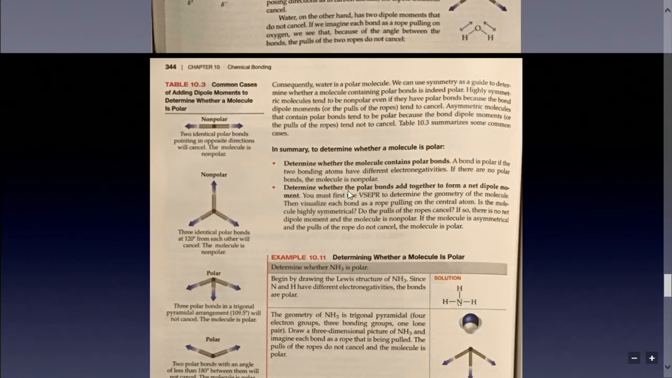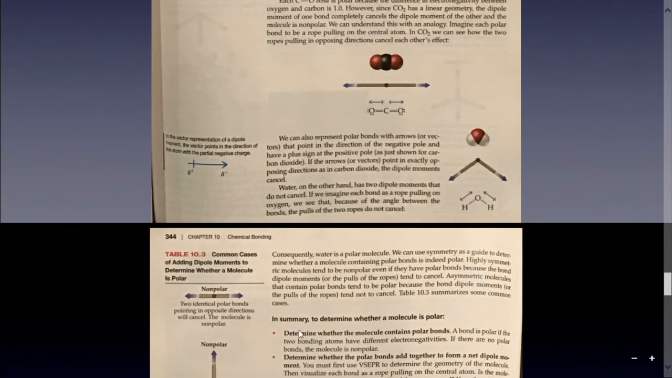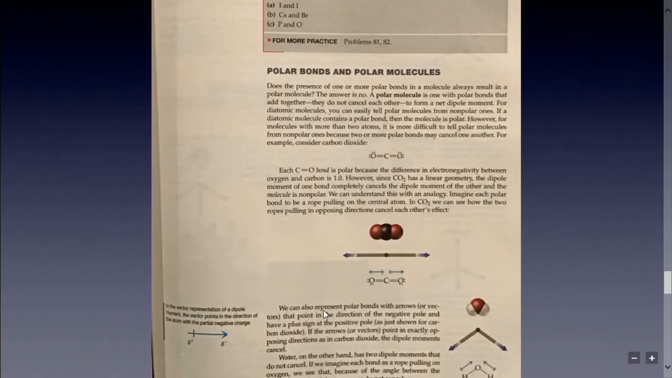And then you need to determine whether the polar bonds add together to form a net dipole moment. That was the summary, but let's go back and look at some examples. If we look at CO2, for example, each carbon double bonded to oxygen is polar, right? This is a polar bond, and that's a polar bond, because if you do the subtraction it is 1.0. Remember, anything higher than 0.4 was polar. So would you say it's polar? No, it's not. And here's why.